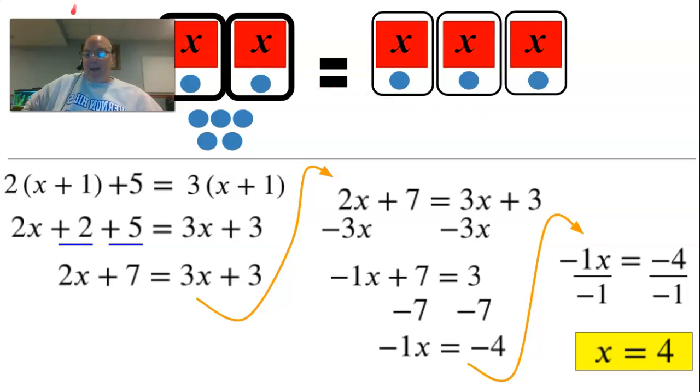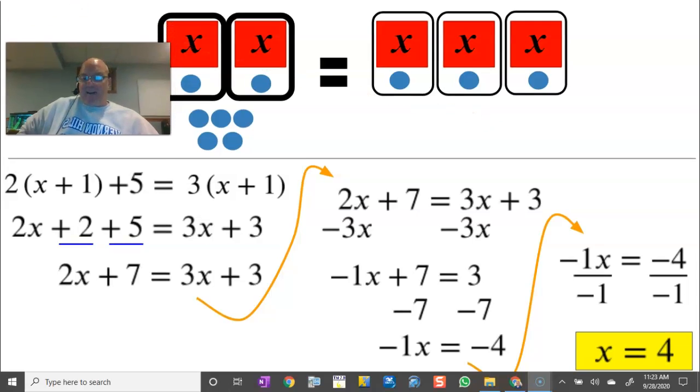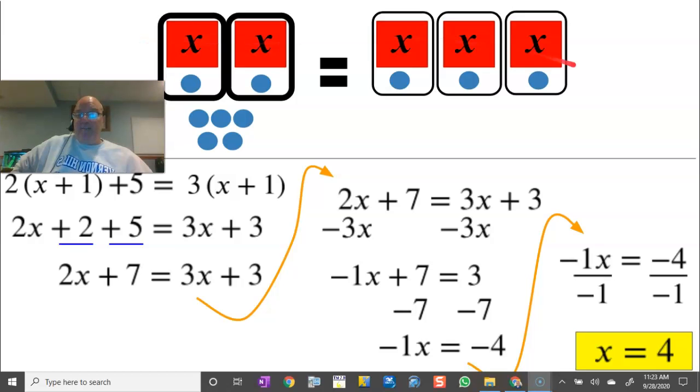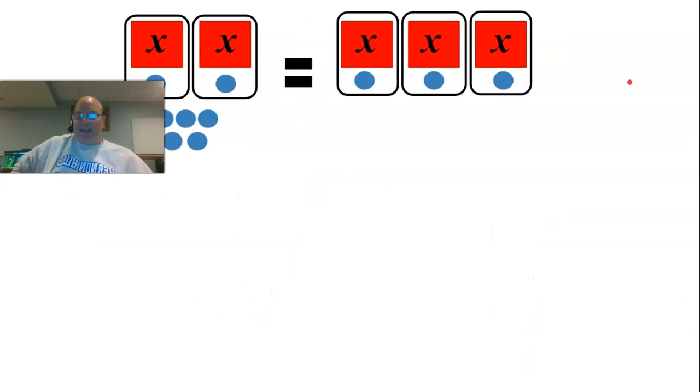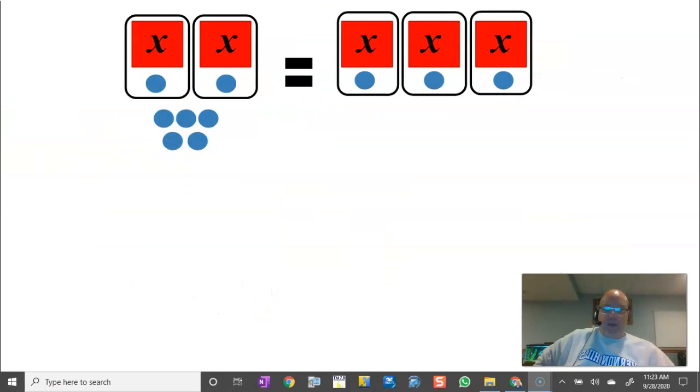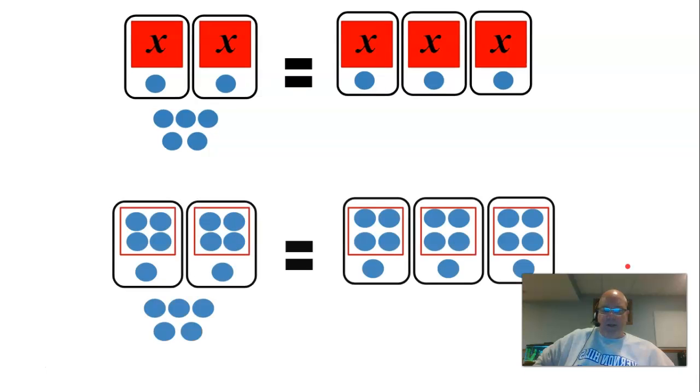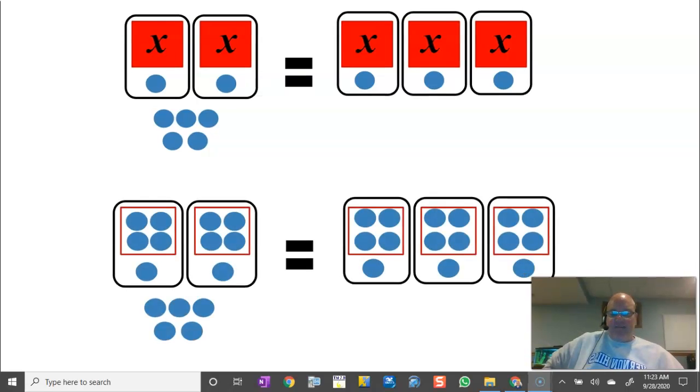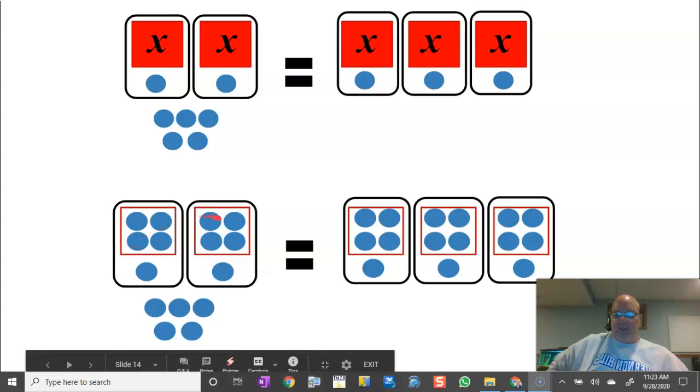So according to my math, under each red box, there should be 4 blue circles, which would make this equivalent. So let's see what happens here when we do the big reveal. Well, it turns out there's exactly 4 blue circles under each red box, which makes the number of blue circles on this side equivalent to the number of blue circles on the right-hand side.